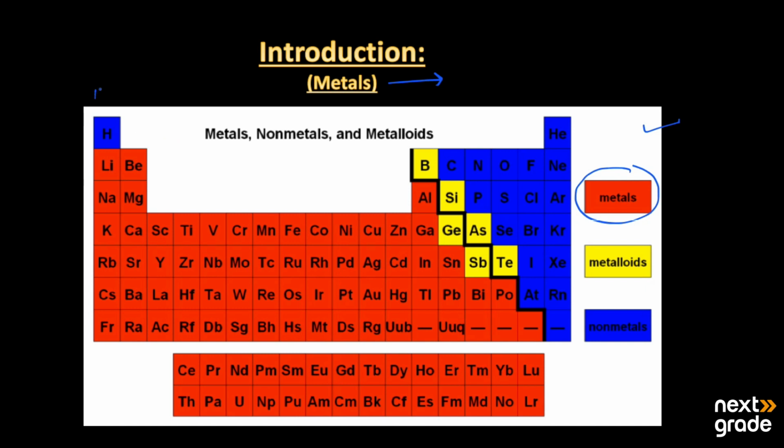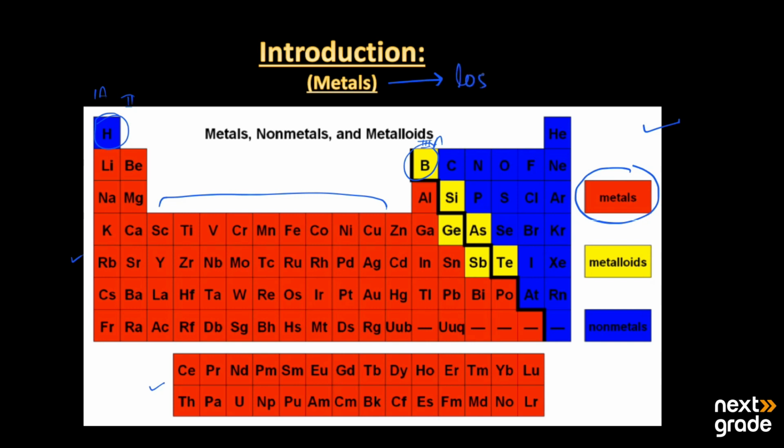In group 1A, group 2A, and all these, and here group 3A, except boron and except hydrogen, all these are metals. Some are inner transition and some are outer transition. So we have inner and outer transition metals, or transition elements. Basically, when we talk about metals, these are the elements.